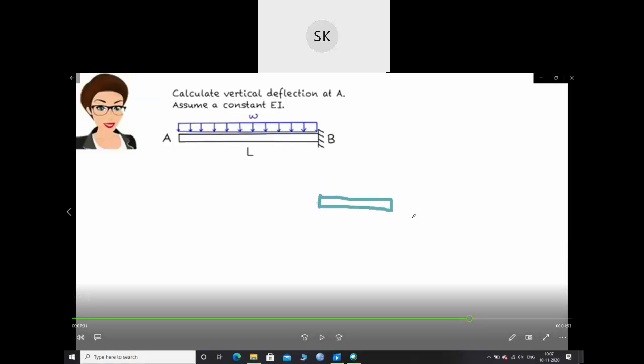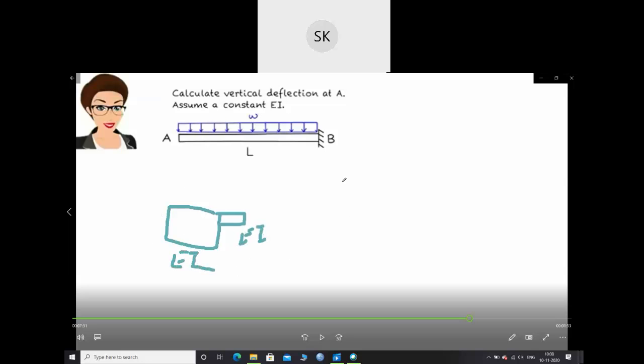You may get a beam like this. Let me draw once more. This is a uniform cross section, and you may get a beam with a different cross section also. So for this portion, your EI will be different. For this portion of the same beam, the cross section is different.